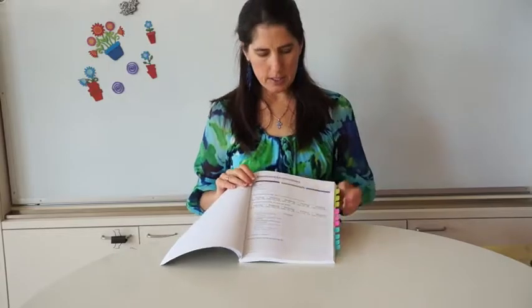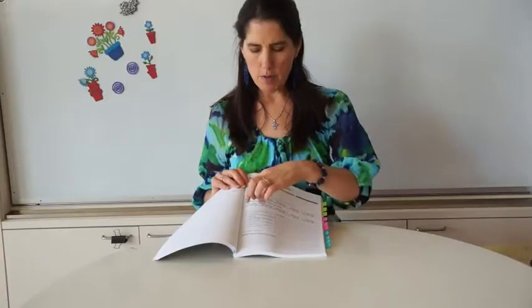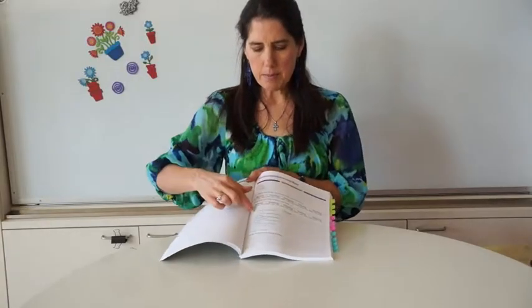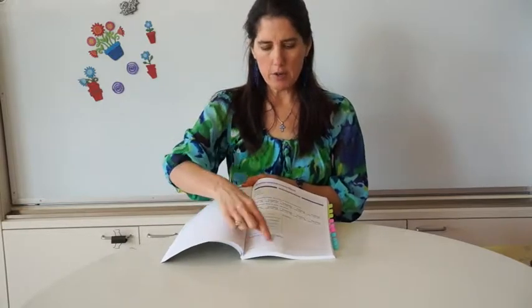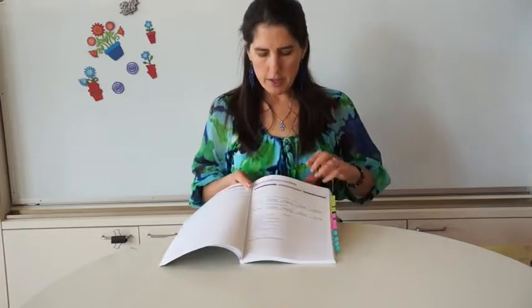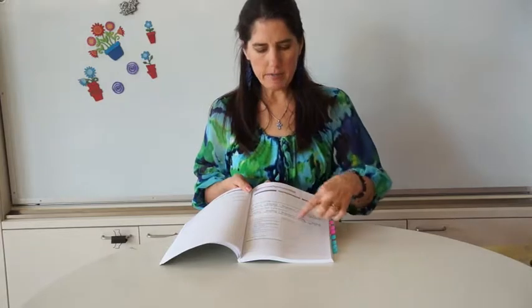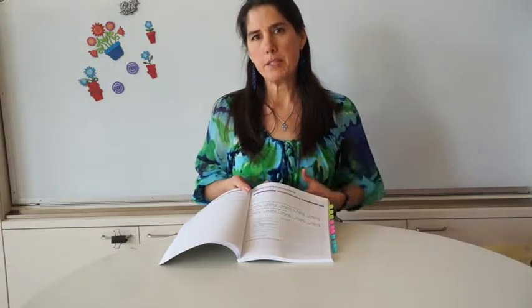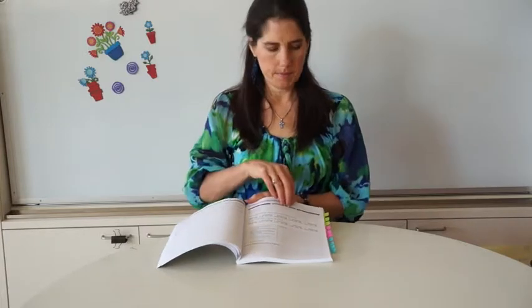When you get to the assessment summary sheet, this is a nice sheet to remind yourself and take notes. On the side, for any assessment you gave, you can write yourself the score, and you can write comments and general observations during testing. Also, you can mark which phase this child is working in and which phase the same age peers are working in, and that way we can see if there's a discrepancy or not.